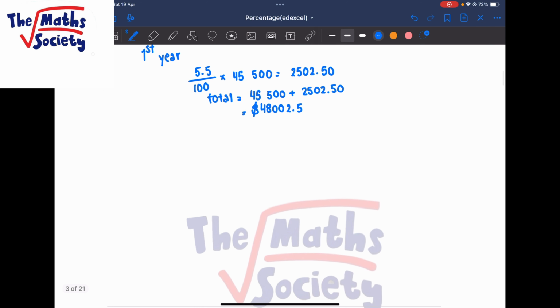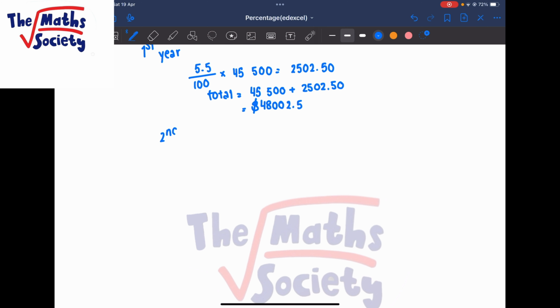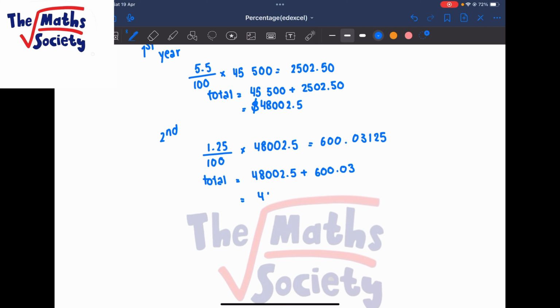And then for the subsequent years, it was 1.25%. So let's find the second year. That's 1.25 over 100, multiplied by 48,002.5, which will equal 600.03125. So at the end of the second year, it will be 48,002.5 plus 600.03. That will give you $48,602.53.